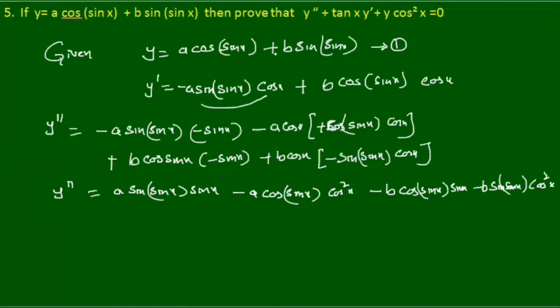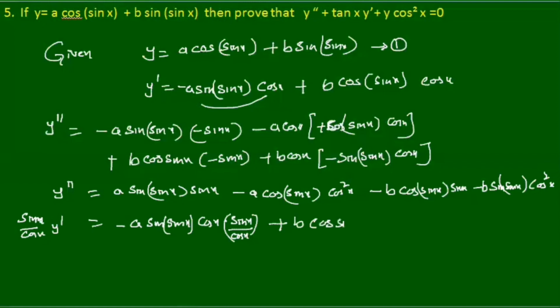Now write y dash, multiply y dash with tan x, that is tan x is sin x by cos x. So multiply y dash with sin x by cos x throughout. Sin x by cos x into y dash is equal to, each term multiplied with sin x by cos x. So it's equal to minus a sin x cos x into sin x by cos x into sin x by cos x plus second term b cos of sin x into cos x, multiplied with sin x by cos x. So cos gets cancelled in first and second terms.